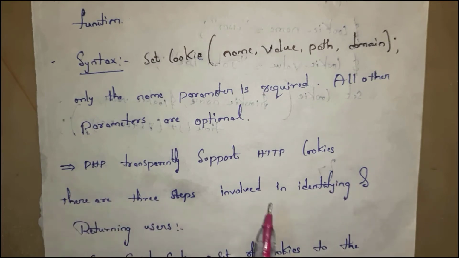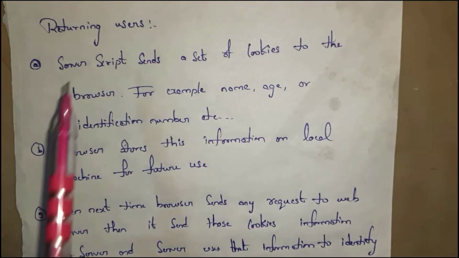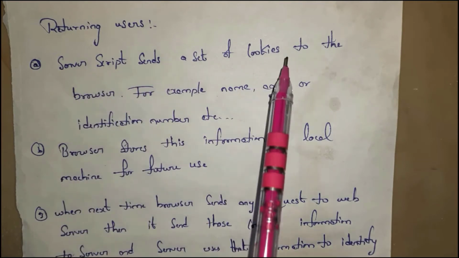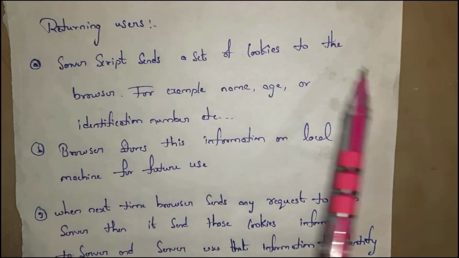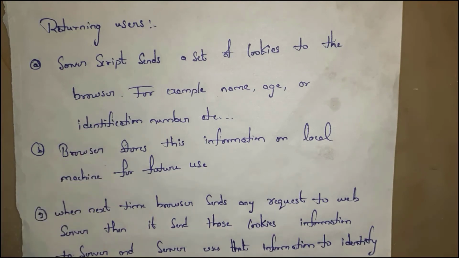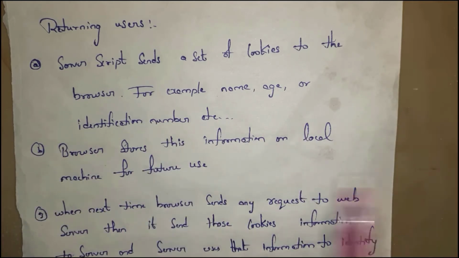There are 3 steps involved in identifying and returning a user. The first one is that the server script sends a set of cookies to the browser, for example name, age, identification number, etc. Browser is nothing but the user.